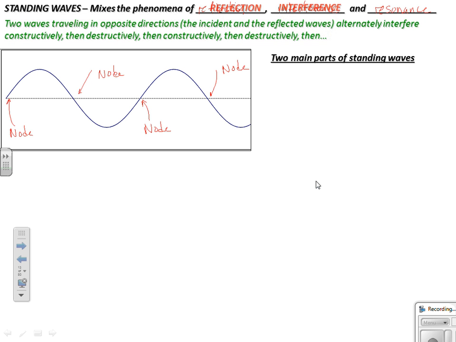And then this part up here, where it's always a peak. Sometimes it looks like that, we saw the wave sometimes look like that. We call this an antinode. And here is an antinode, and here is an antinode, and here is an antinode. Got me? Those are the two main parts: node, antinode. That's a must in terms of vocab.